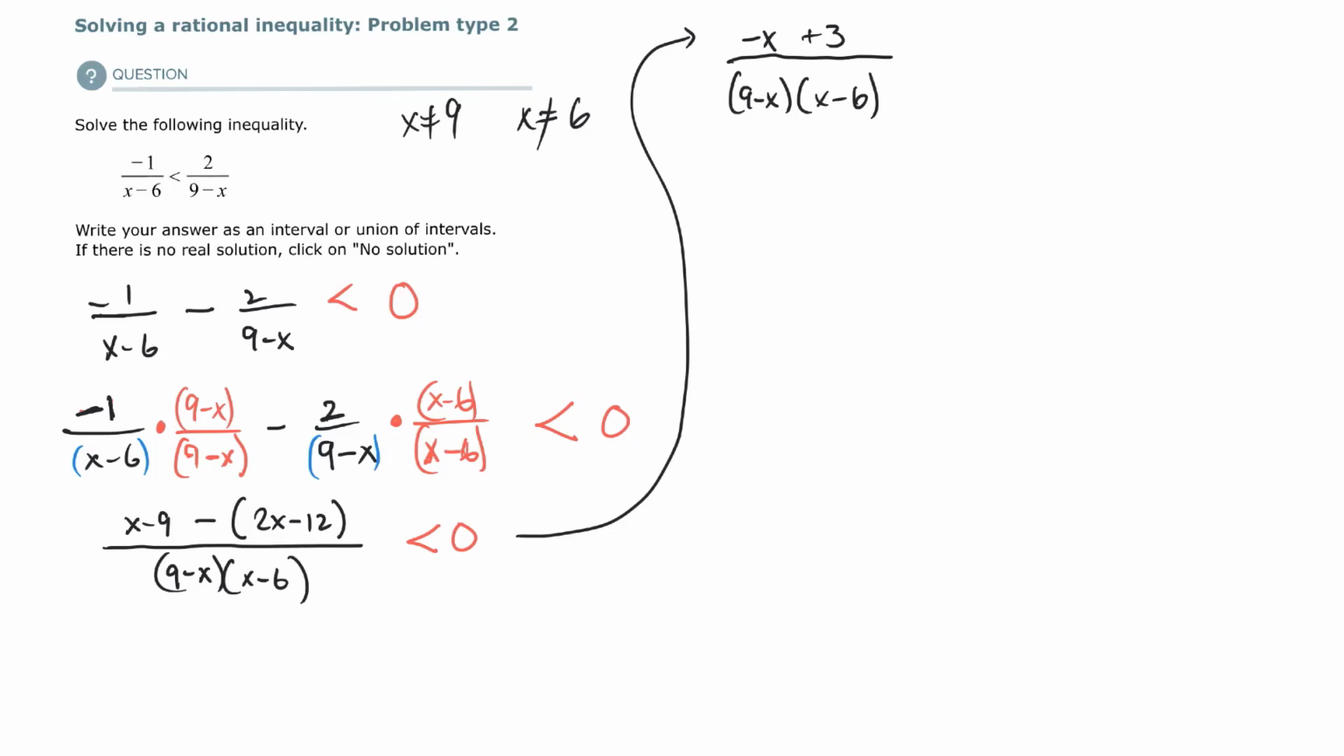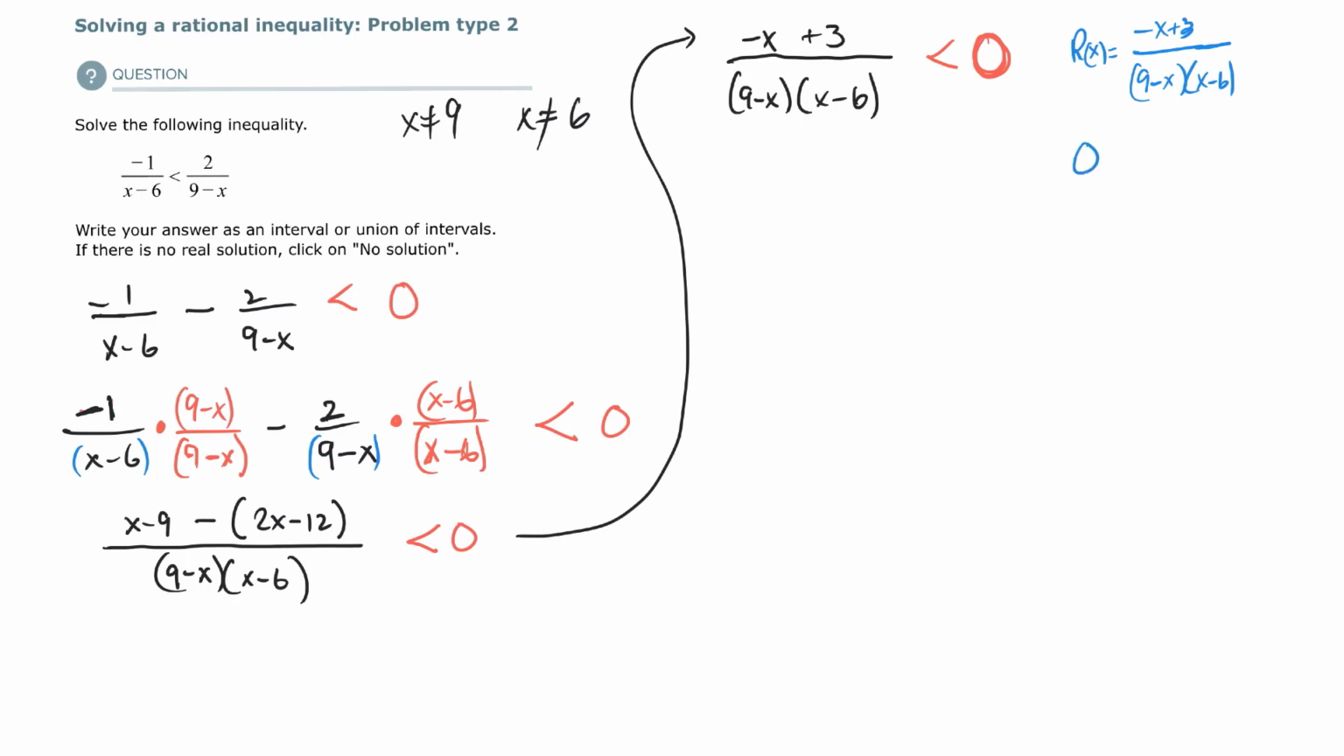So we have two vertical asymptotes, and we also have a 0 of the rational function. What is the rational function we're looking at? R of x is equal to negative x plus 3, over 9 minus x, x minus 6. So we have two vertical asymptotes, but more importantly, we have a 0.